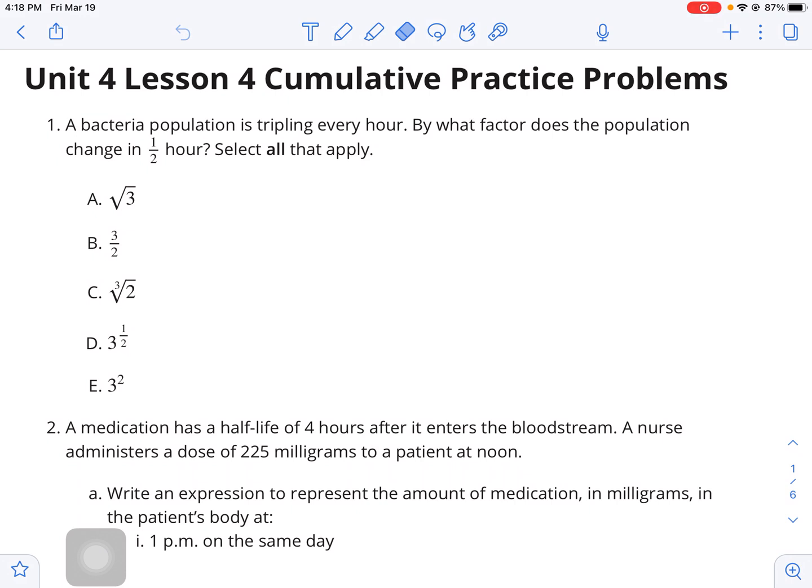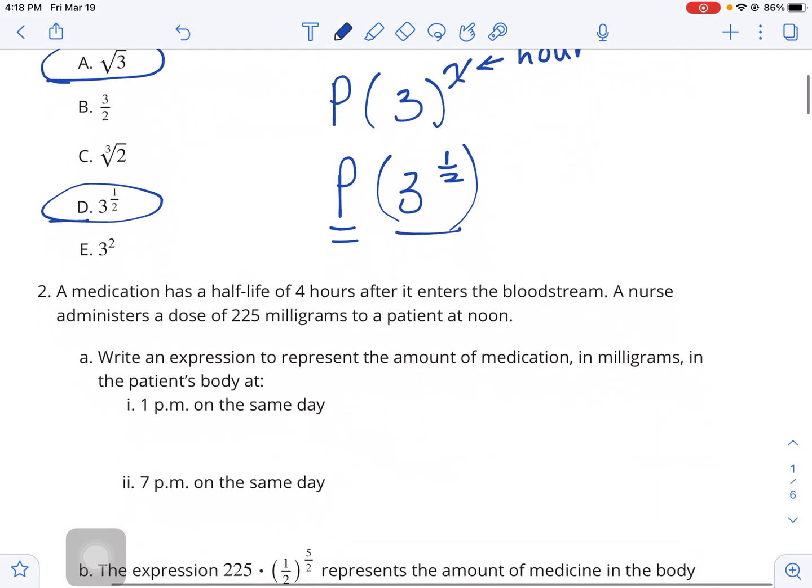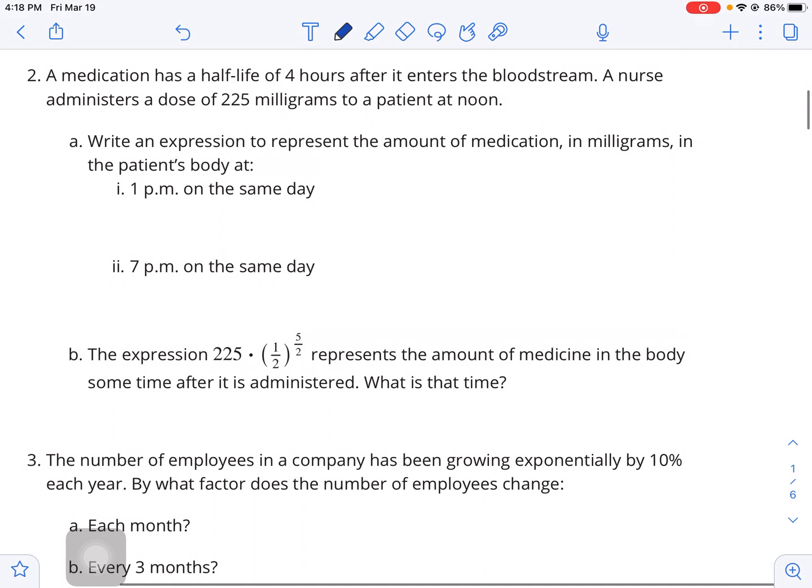If it's tripling every hour, the function would be the beginning population times 3 to the x, where x is in hours. So we're going to take that 3 and raise it to the 1/2 power, and that's your new factor that you would multiply the beginning population by. 3 to the 1/2 is also equal to the square root of 3.